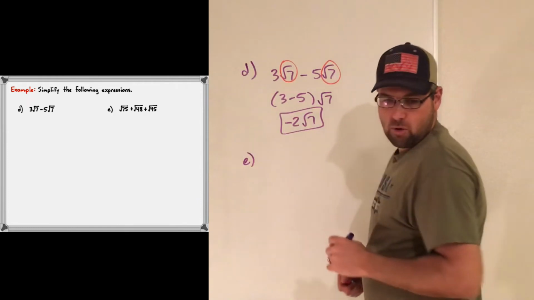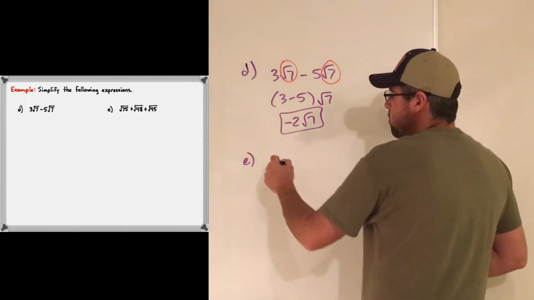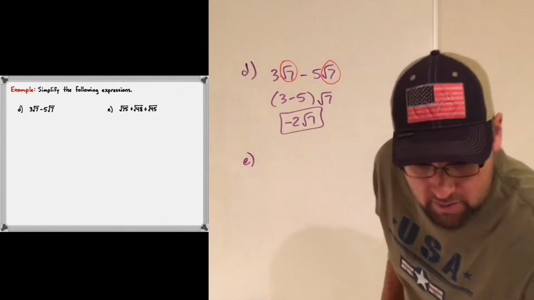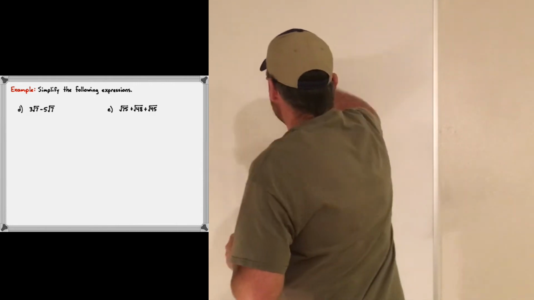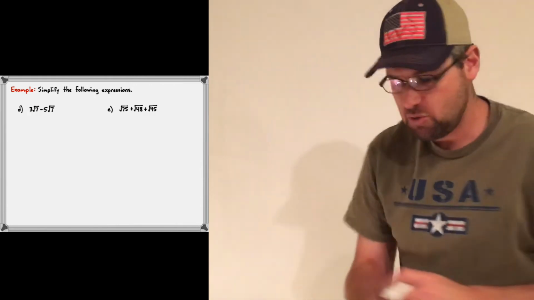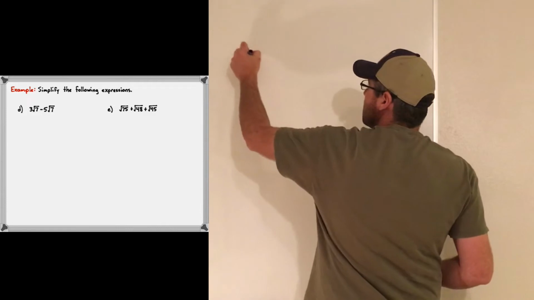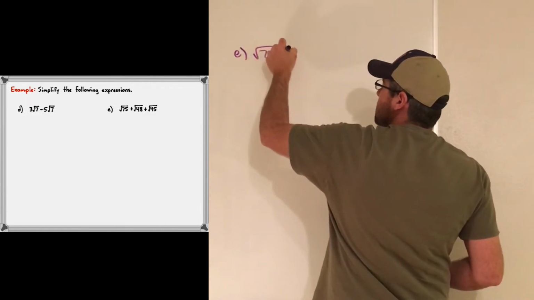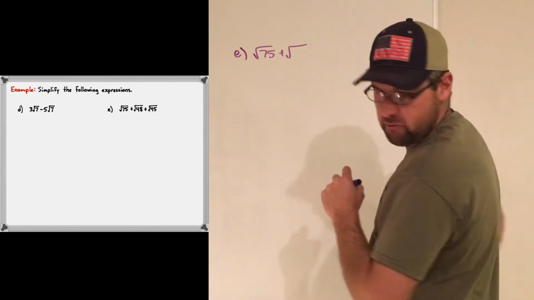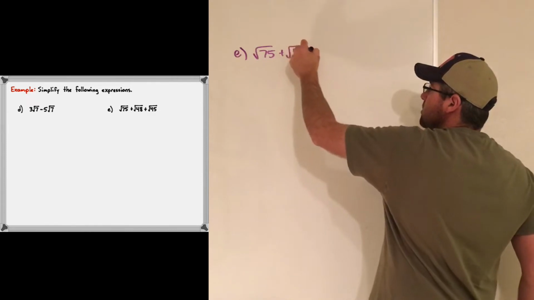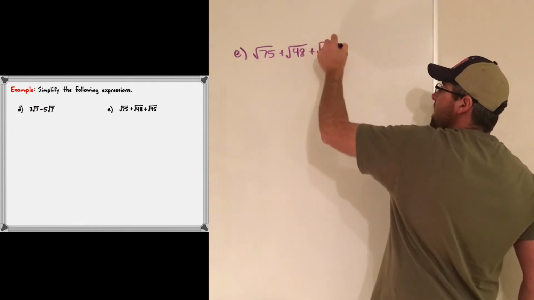For E, I better make some room here. It's going to take a little bit more room for this particular problem. We have the square root of 75 plus the square root of 48 plus the square root of 45.